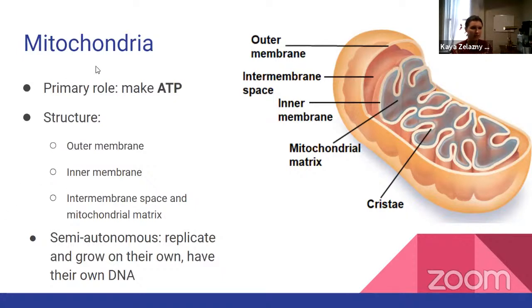So because of this, mitochondria actually have kind of unique properties. They have their own DNA. They can replicate and grow on their own using their own DNA, which isn't true of other organelles. It also means you can trace mitochondrial DNA. Mitochondria are specifically inherited from your mother. So you can trace female lines back. They're pretty neat.